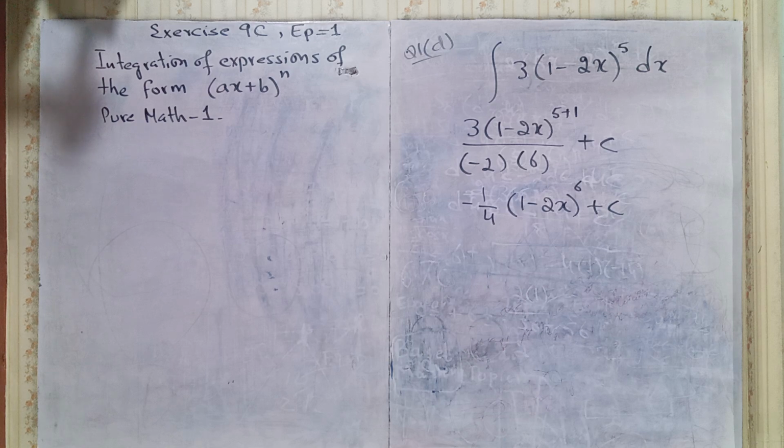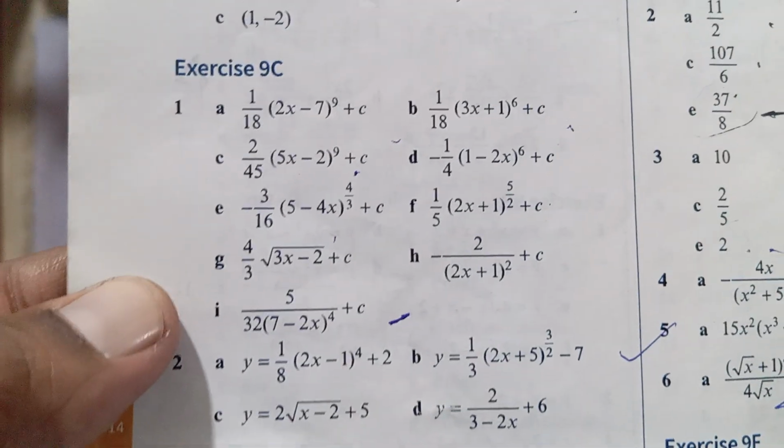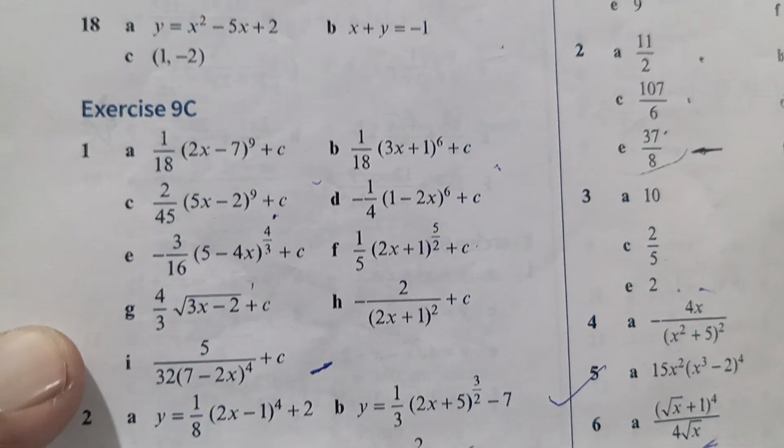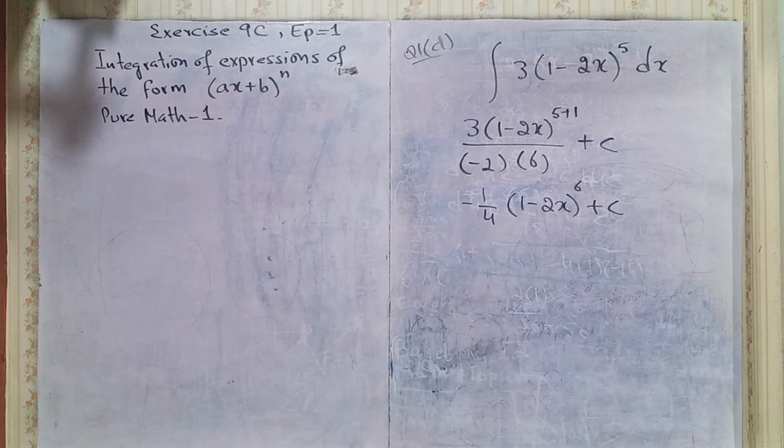So let me show you the answer. Okay, so here we got the answer. The d part, you can see the answer, minus 1 by 4, 1 minus 2x raised to power 6 plus c. Our answer is right. So this is how you will do question number 1 and its d part.